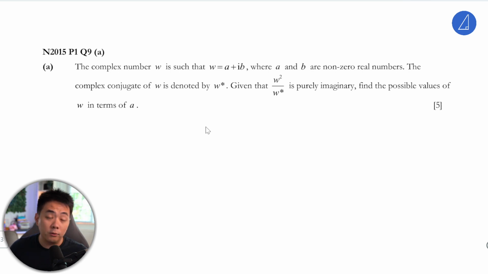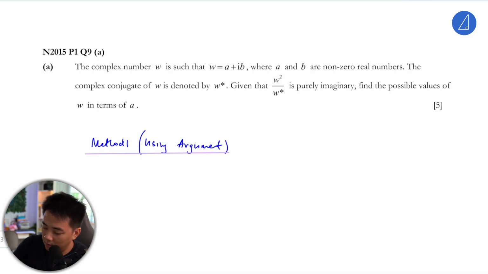Okay, offhand I could think of two methods of solving this. One is using the argument of the complex number to try and solve this, and the other is using algebra. I prefer the argument method, but the argument method will require you to use some trigo knowledge. Okay, so let's look at the first part.